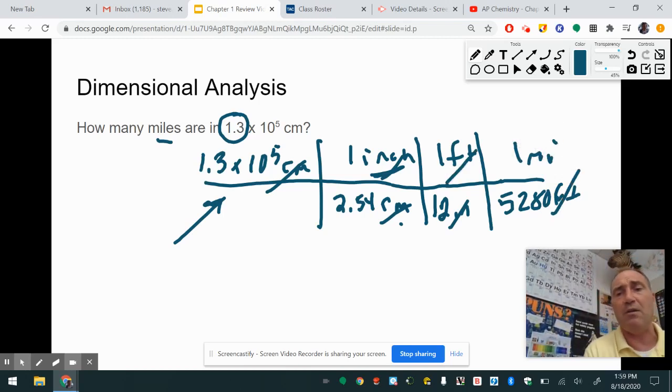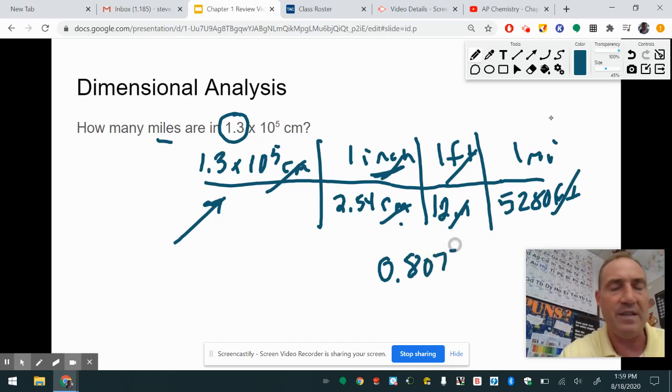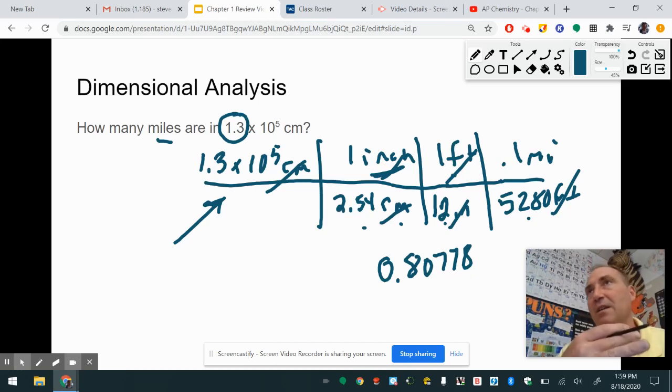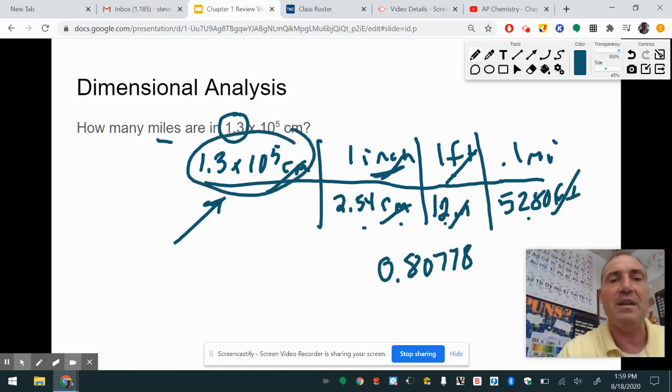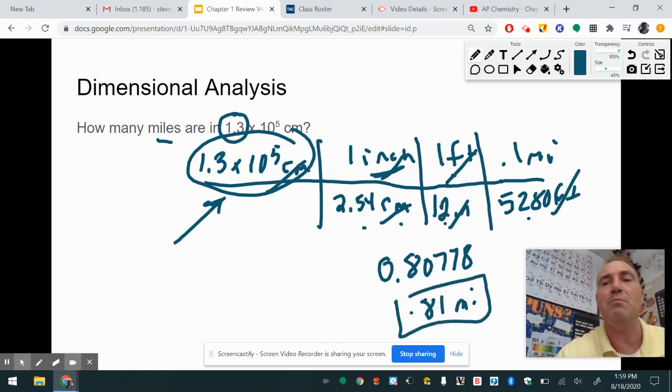And so to solve this, what I would actually do is type in 1.3 times 10 to the fifth, and I would hit divided by 2.54, equals, divided by 12, equals, divided by 5,280, and I get 0.80778. Because these are all conversion factors, there are unlimited numbers of sig figs in conversion factors. They're exact numbers, all right? This is the only measurement, and since this has two sig figs, I would round this to 0.81 miles as my final answer. Box it in, boom, I get points.